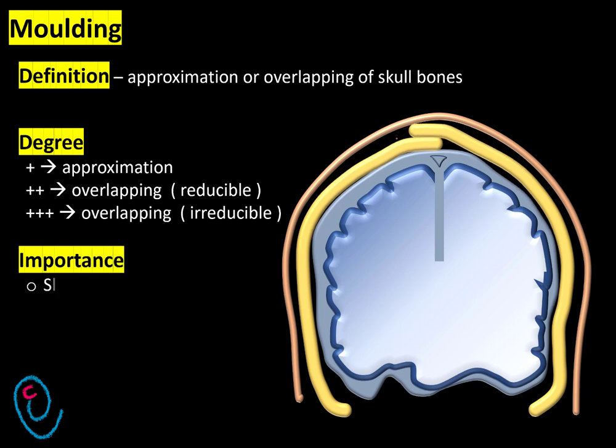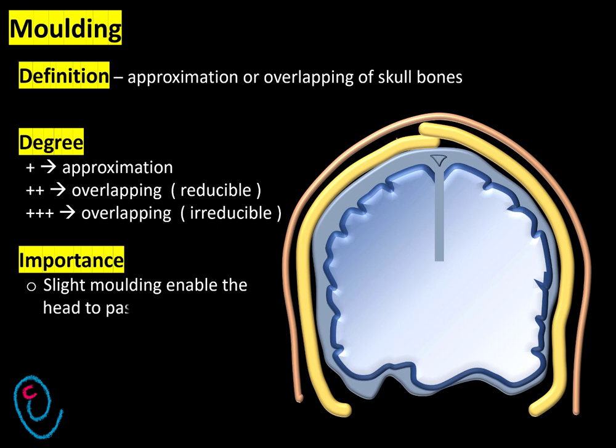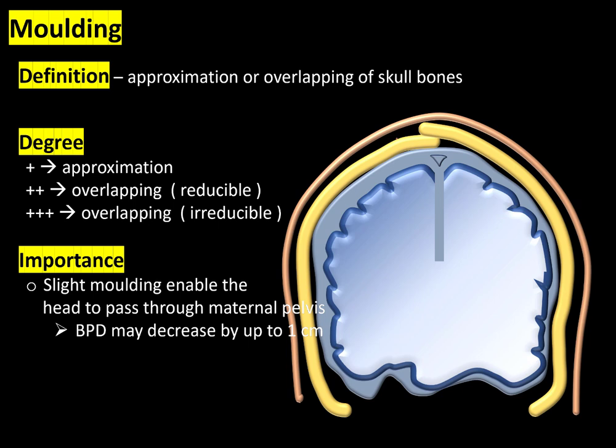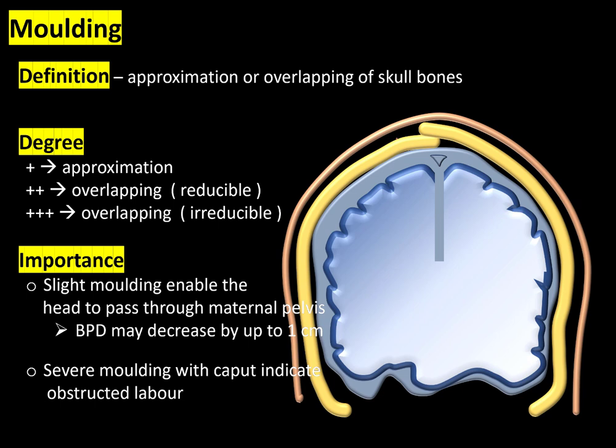Mild degree of molding is helpful in reducing the engaging diameter of the fetal head. The biparietal diameter, for example, may decrease by up to 1 cm, which makes it easier for the fetal head to pass through the maternal pelvis. However, severe molding, especially associated with Caput, indicates obstructed labor.